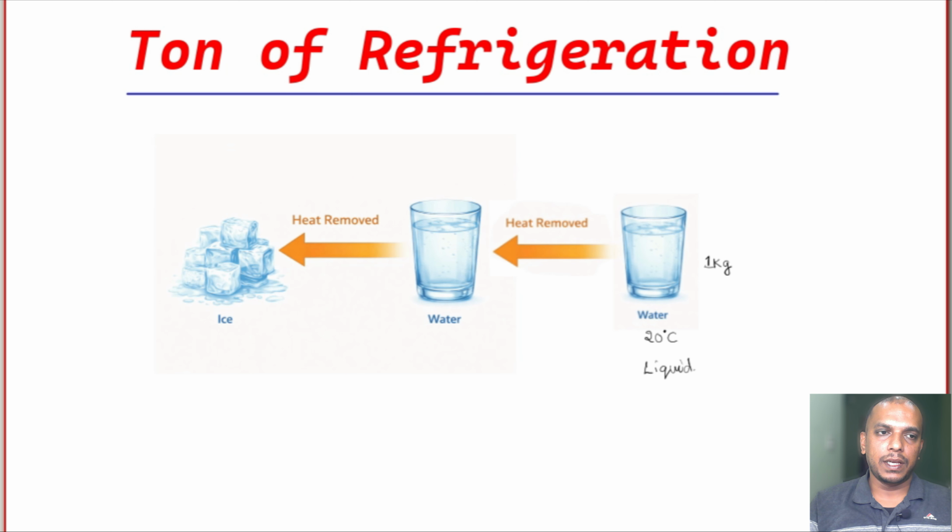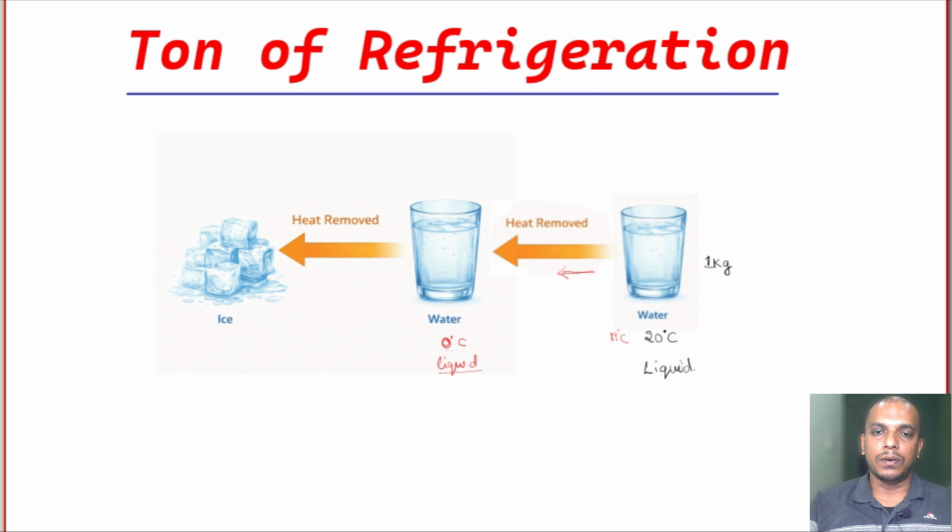Now, if we keep removing the heat, the temperature may become 19 degrees Celsius, 18, 16, 15, 14 and so on. The next significant temperature which we would like to address is 0 degrees Celsius. What happens at 0 degrees Celsius? The phase change starts to happen, which means this liquid water will get converted into ice. At 0 degrees Celsius, we can have liquid water, that is when the phase change has just started.